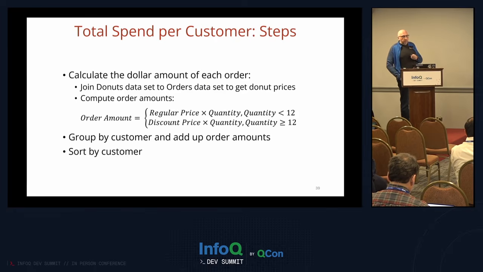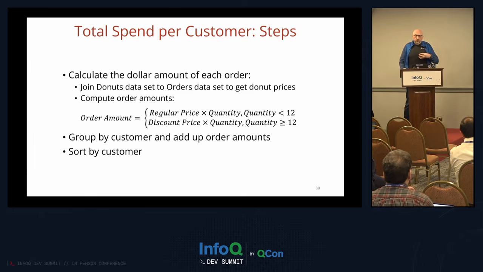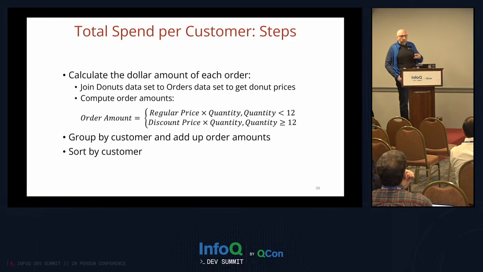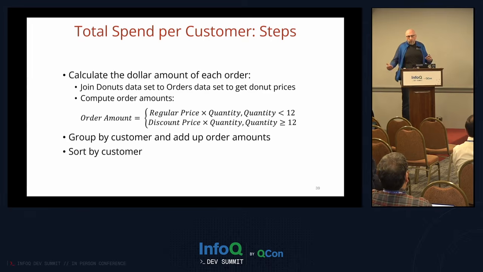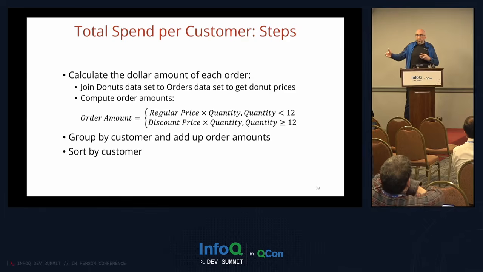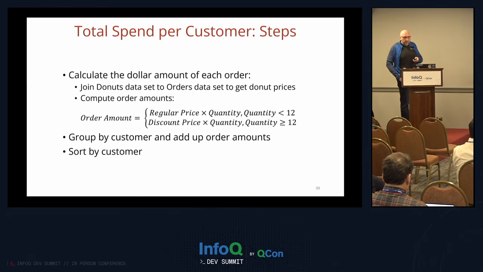Okay, total spend per customer. So how do we calculate that? Well, we need to calculate the dollar amount of each order. To know that, we need to know the quantity and the price. And the price we use depends on the quantity. So we want to bring together the donuts with their regular price and discount price and join it to the order data set. And then we do our usual group by and aggregation and sort by customer.